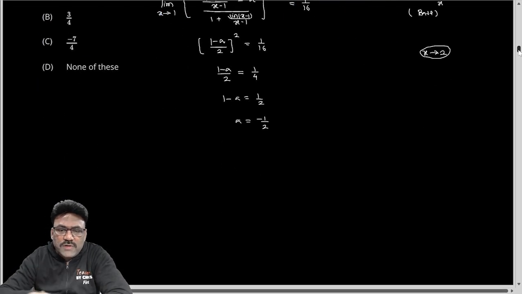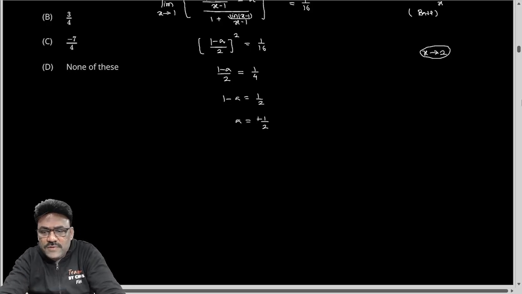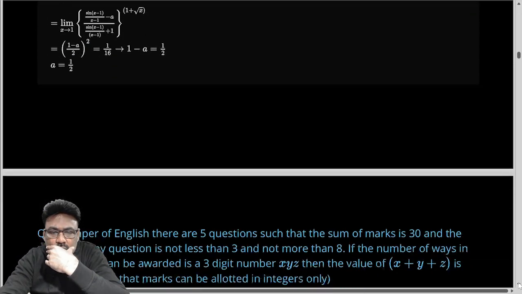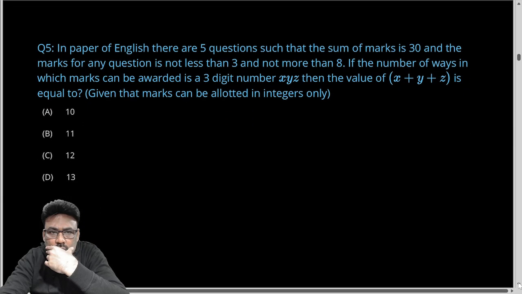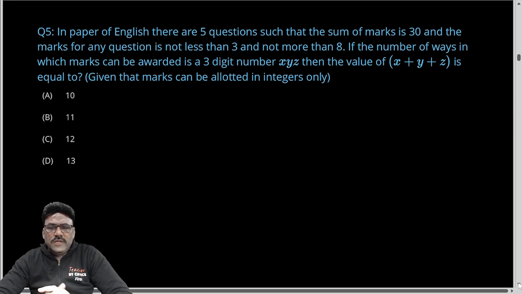Sorry, a will be plus half, not minus half here. 1 minus a is half, a is plus half. Okay, let's see this question.